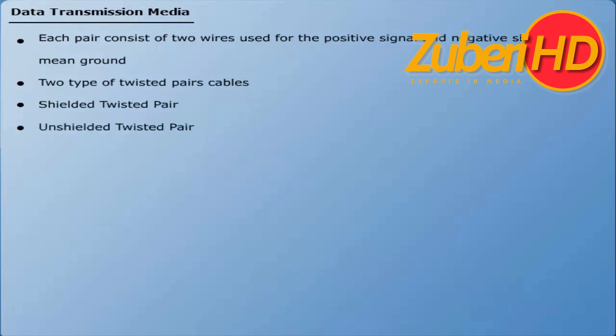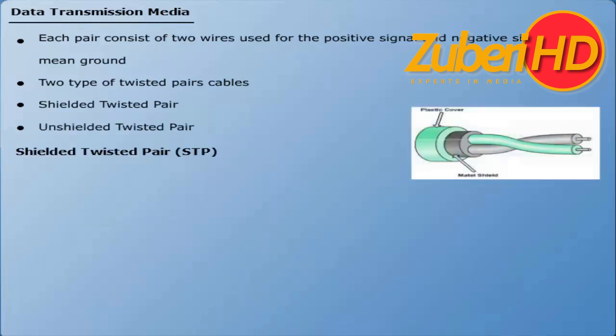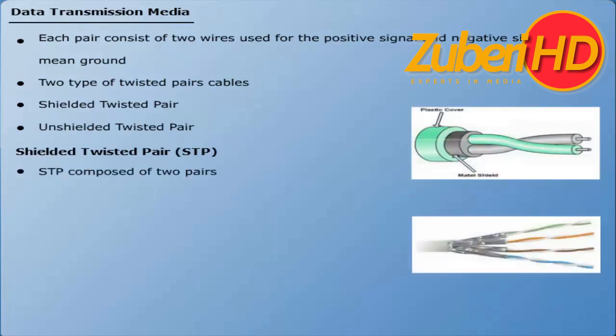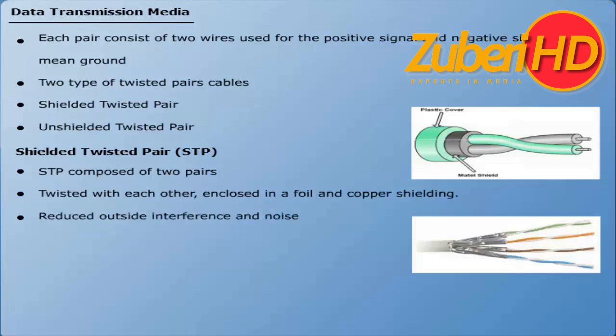Shielded twisted pair, or STP. Shielded twisted pair cable is composed of two cables, twisted with each other and enclosed in a foil cover and copper shielding. STP cable uses shields to reduce outside interference or noise. It is a more secure cable since it keeps the signal from leaking out of it.